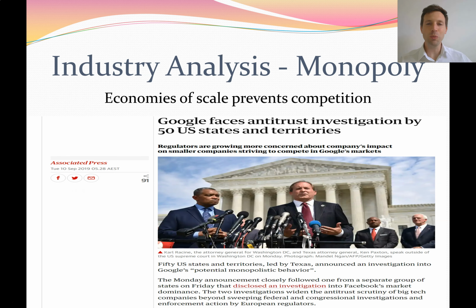So overall, monopolies are rare, but they do exist. And if you're valuing a firm that is a monopoly, they'll have much higher pricing power and they'll be able to extract higher economic gains out of their customers.